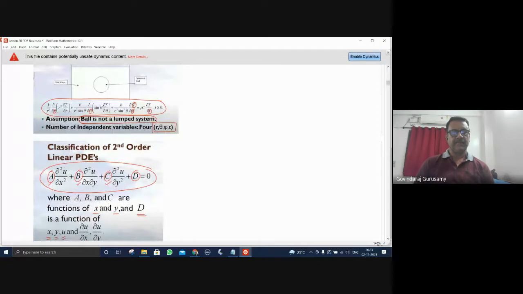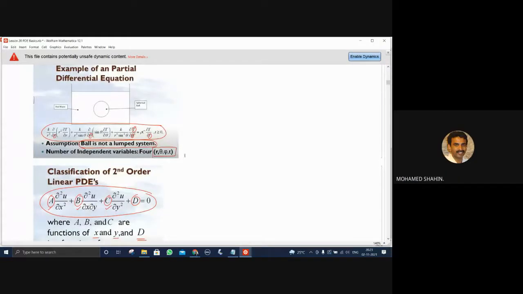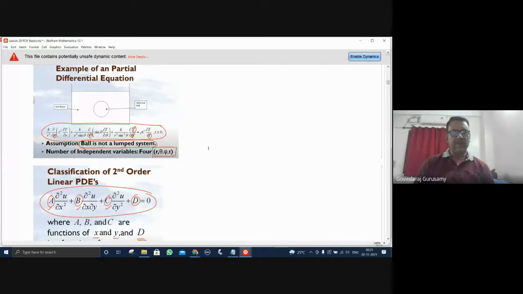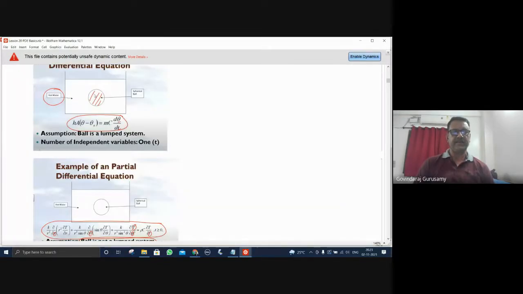So what is meant by a lumped system? Lumped means here we are not bothered about the radius of the sphere. First thing, we don't even bother about the spherical geometry. Geometry has not been considered at all. We just take it as a ball, and its temperature variation is controlled by this simple equation, assuming that throughout the ball the temperature is the same, but that cannot be true. Here and here it may be varying.